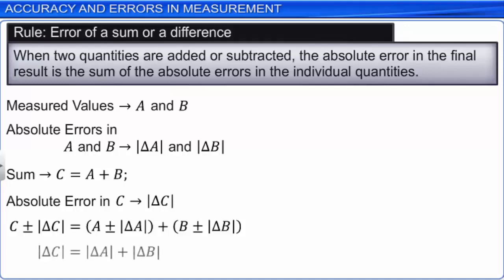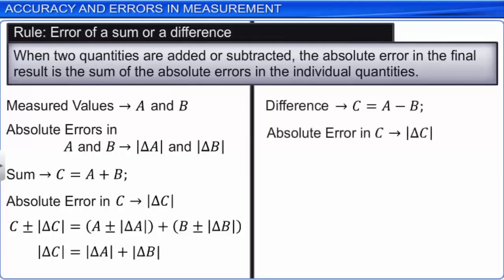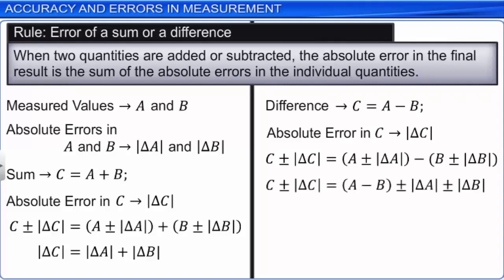For the difference C is equal to A minus B, we have C plus or minus delta C is equal to A plus or minus delta A minus B plus or minus delta B, which is equal to A minus B plus or minus delta A plus or minus delta B, or delta C is equal to plus or minus delta A plus or minus delta B. The maximum value of the error delta C is again delta A plus delta B.